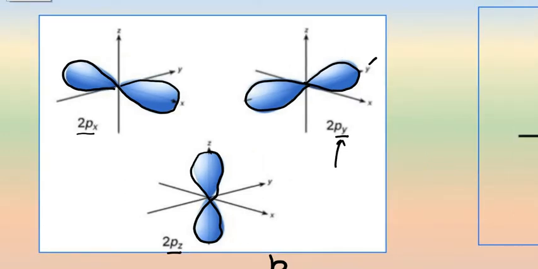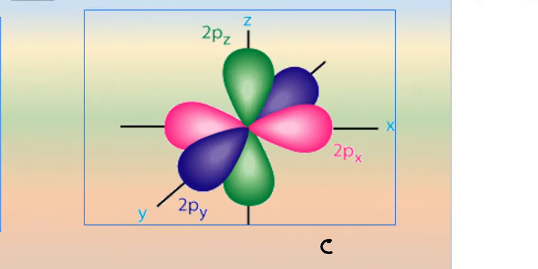One has to recall that the capacity of each orbital is 2 electrons, right? So in general, there are 3 p orbitals, and the total capacity is 6 electrons. Is it clear, students? In this picture you can see all the p orbitals. One is along the x-axis, another along the y-axis, and the other along the z-axis.